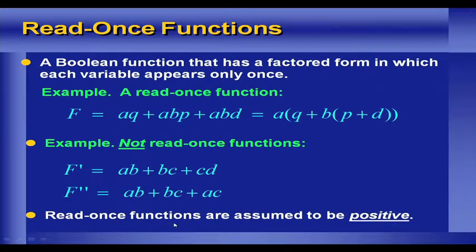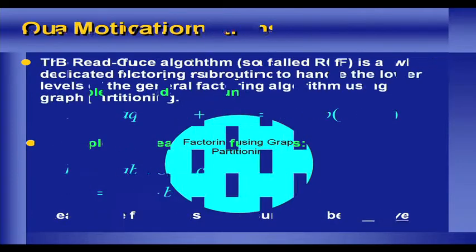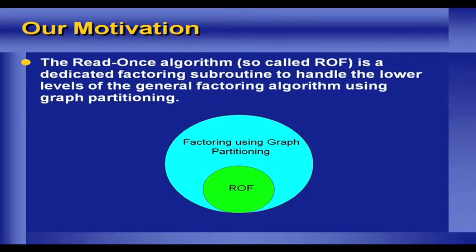Lastly, I'm assuming that these read once functions are assumed to be positive. That is, if I allow a variable to appear only once, well, if it appears in its negative form, I'll just rename it into its positive form. So if I have a not A, I'll just rename it to be A prime. And since it can only appear once, either as A or not A, I may assume without loss of generality that everything is positive. These are sometimes called monotonic functions.